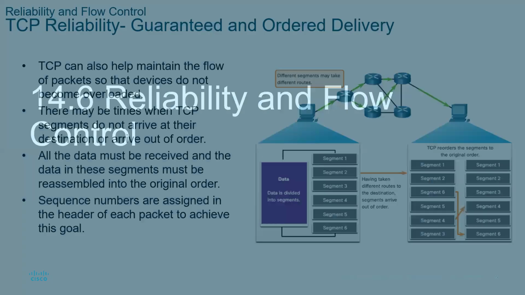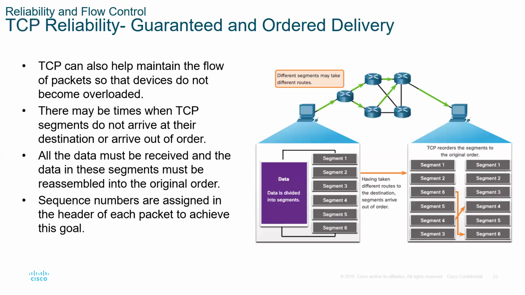Reliability and flow control. So reliability and flow control are also very integral for the protocol at TCP. We look at how it is maintained in the protocol, basically. So TCP can also help maintain the flow of packets so that devices do not become overloaded.